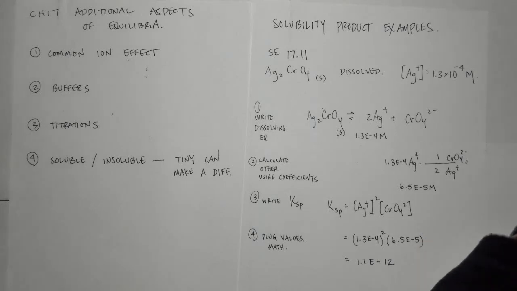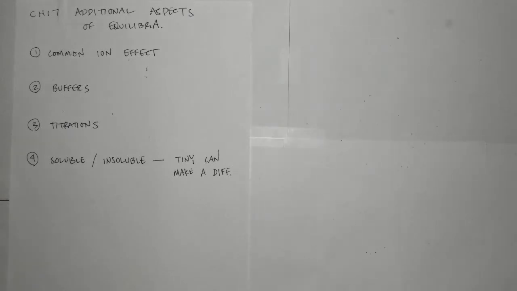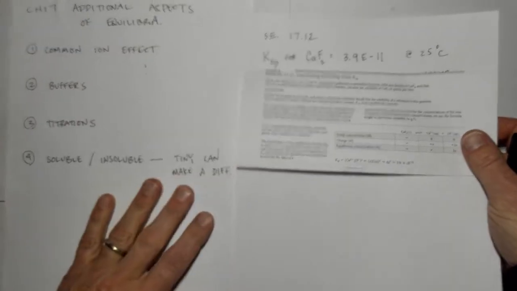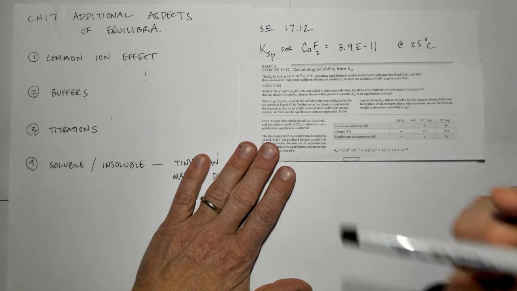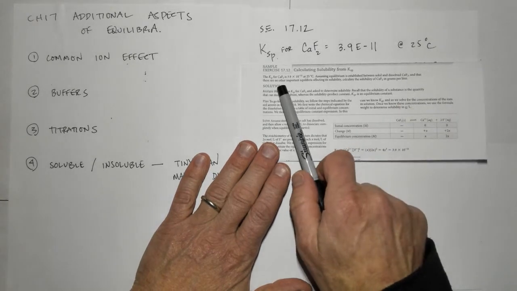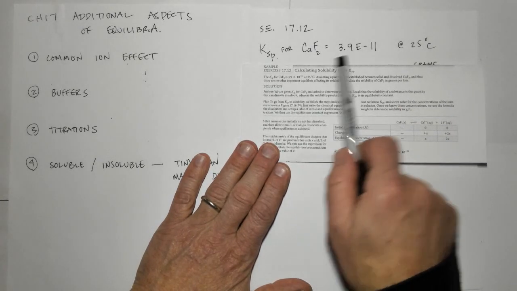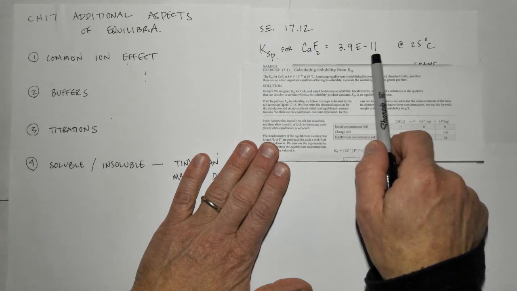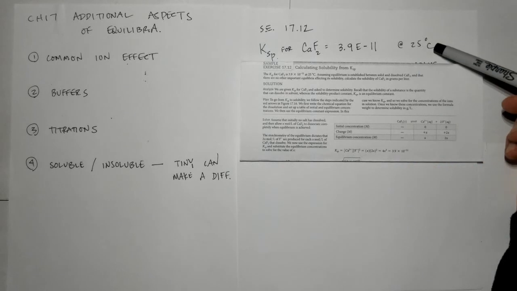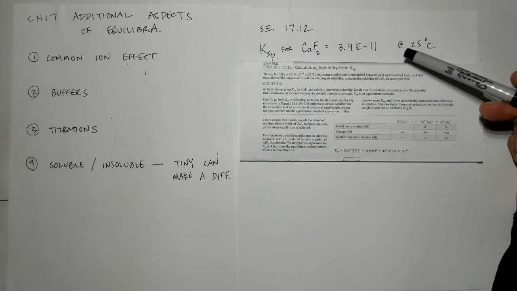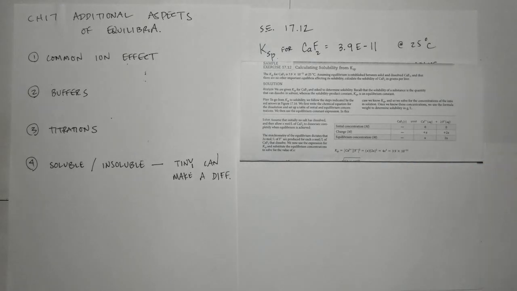And in this one, what they're going to do is they're going to ask you to calculate the solubility by knowing the Ksp. So it's actually going backwards from this problem. So this is sample exercise 17.12 from your current textbook that we're using. And it says the Ksp of calcium fluoride is 3.9 times 10 to the negative 11th at 25 degrees Celsius. And I don't say this enough, but of course if we change the temperature, we would change the Ksp, or we would change the solubility.